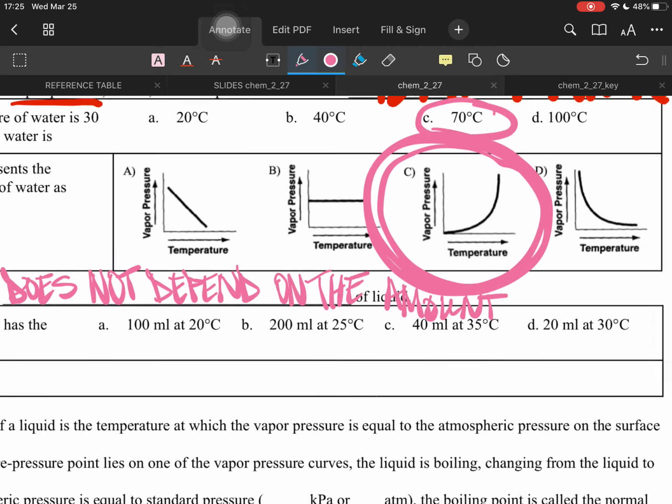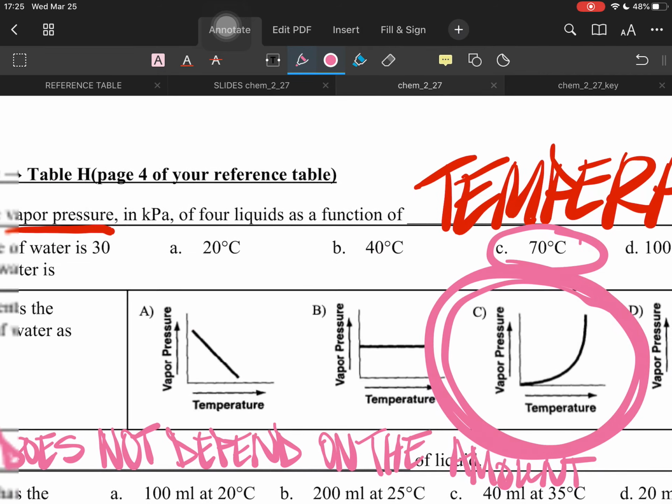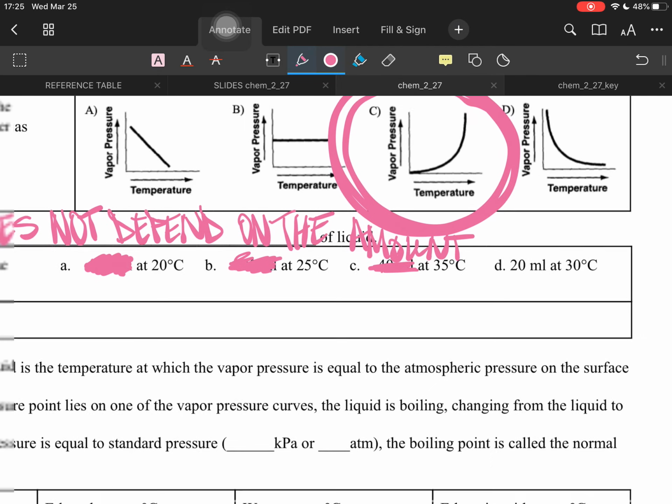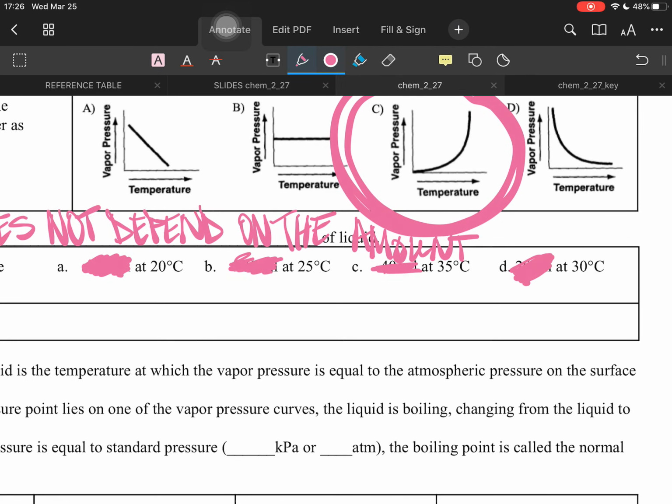So what I'm going to do here is I'm basically going to just cross out the amount of water because it does not matter, right? So let's go answer this question without even looking at the amount of water since it doesn't matter. Now, I have 20, 25, 35, 30.